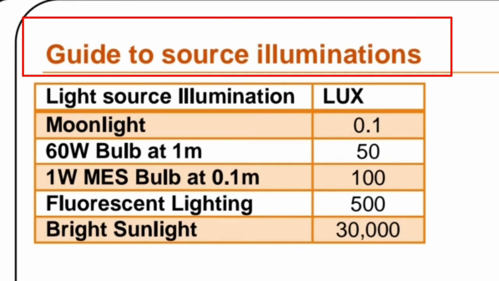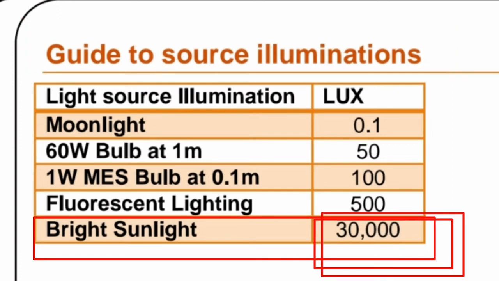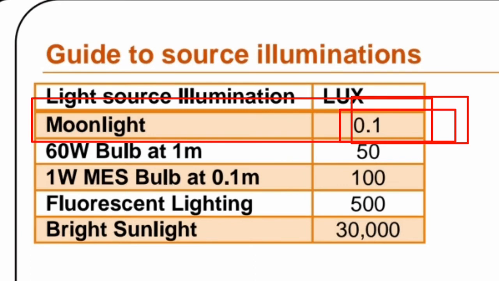Another chart of luminosity is also important. The highest luminosity is of sunlight around 30,000 lux and the least is of the moonlight around 0.1 lux. But now finally after everything worked out, it was time to create the enclosure or housing for the meter.